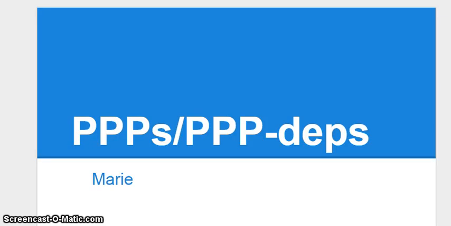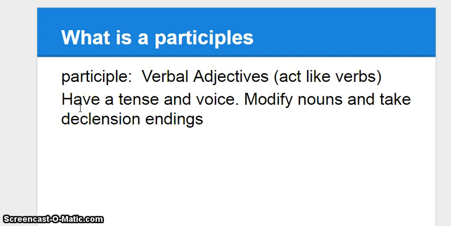Okay, so PPPs slash PPP-deps. Alright, let's start. What are participles? Participles are verbal adjectives, so they act like verbs, but they are declined as adjectives, meaning they have a tense and a voice. They modify nouns and they take declension endings, such as the adjective. If you have a participle, you would decline it just how you would an adjective.